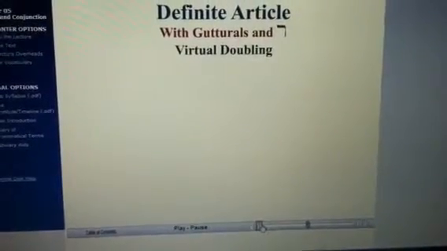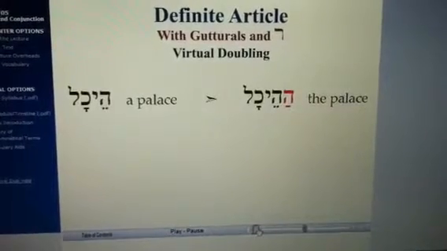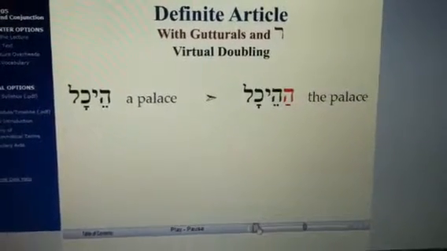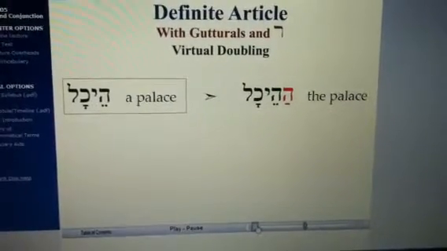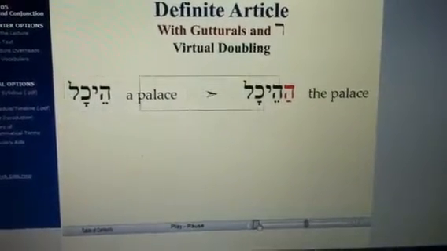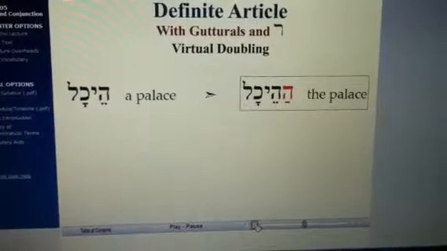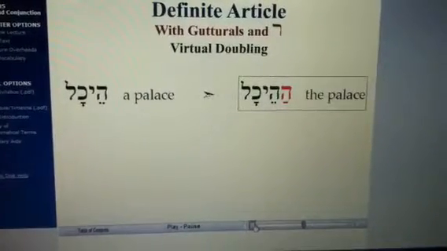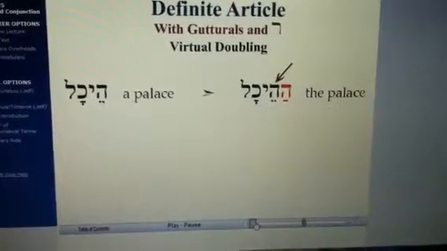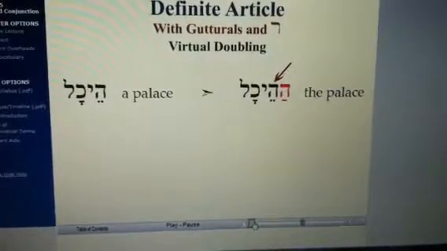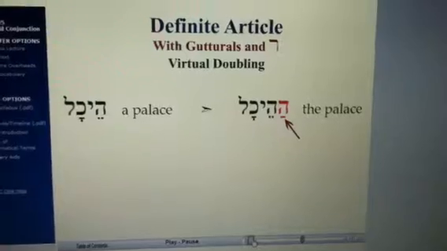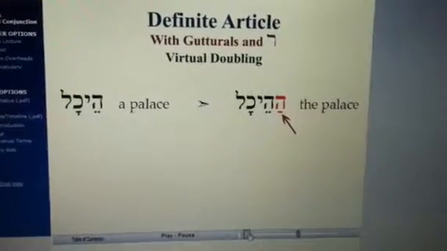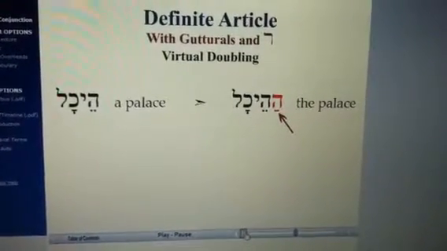For example, the Hebrew word for palace is heikhal. With the addition of the definite article, it is rendered ha-heikhal. The noun rejects the dagesh forte of the definite article, but the patach of the article remains as a patach.